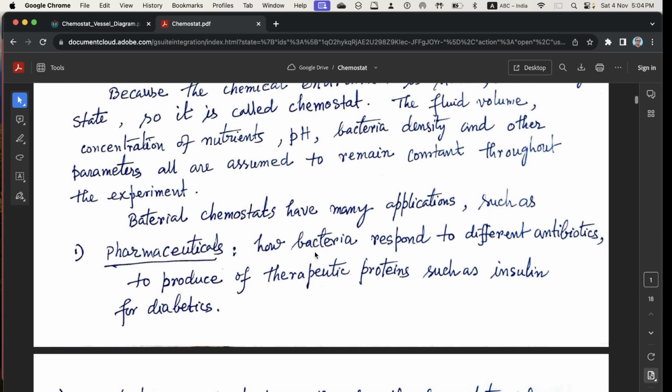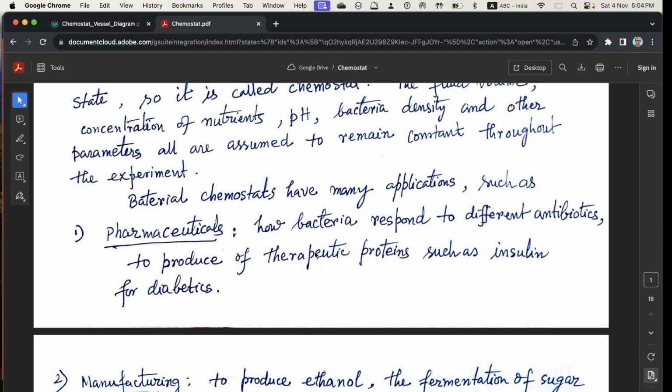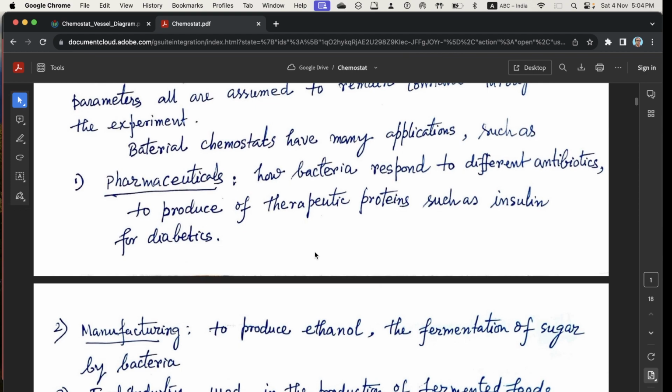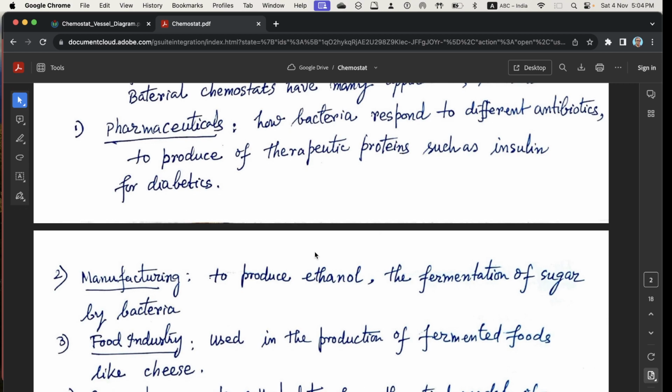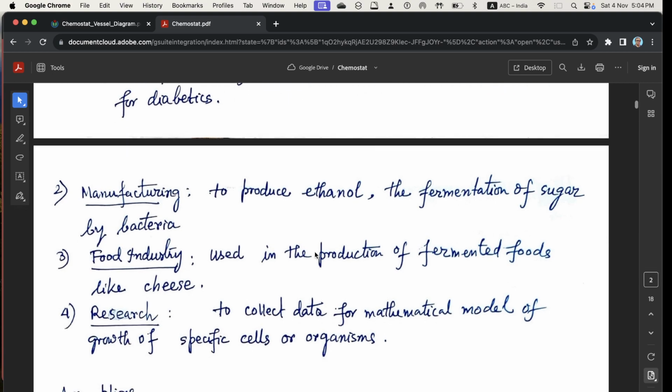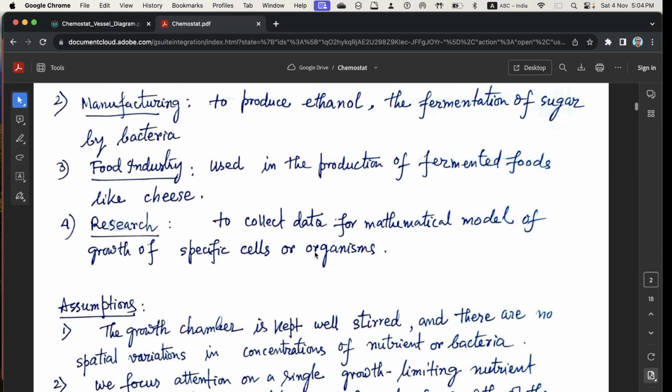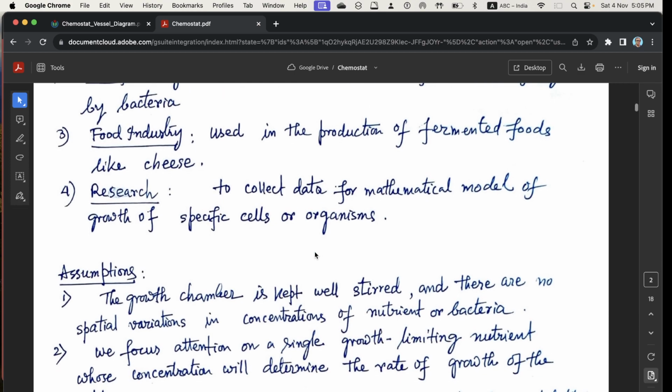Bacterial chemostats have many applications, such as pharmaceuticals, how bacteria respond to different antibiotics, and the production of therapeutic proteins such as insulin for diabetes; manufacturing to produce ethanol, the fermentation of sugar by bacteria; the food industry, used in production of fermented foods like cheese; and research to collect data for mathematical models of growth of specific cells or organisms.